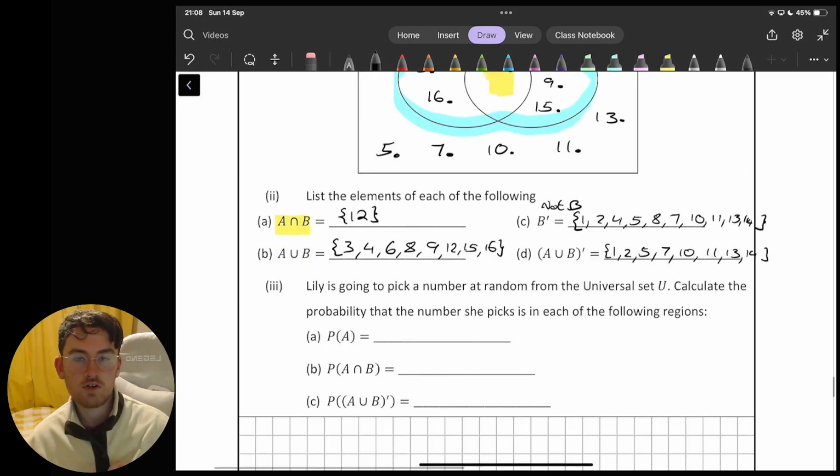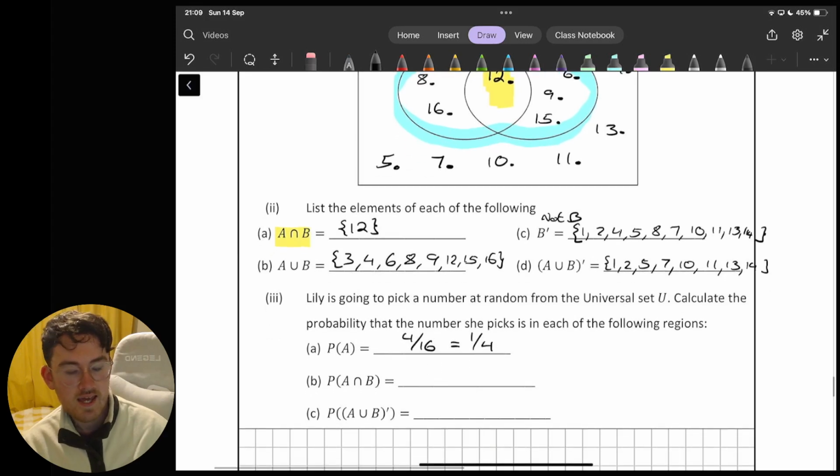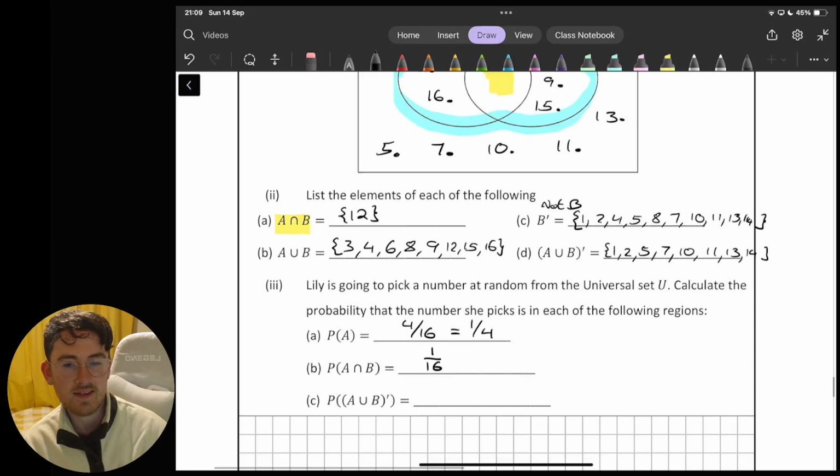Lily is going to pick a number at random. Calculate the probability that the number she picks is in each of the following. The probability the number she picks is in A: well, there are 4 elements in A out of the 16 numbers she could choose from, so she has a 1 out of 4 chance of picking that. The probability it's in the intersection: there's only one number in the intersection, so she has a 1 out of 16 chance of picking that number.